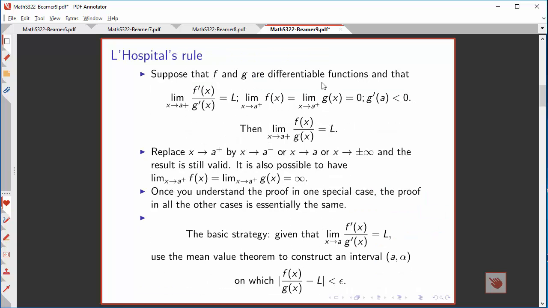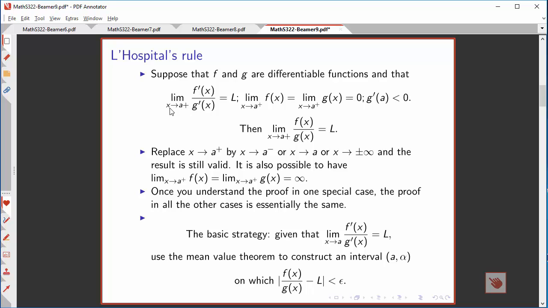Next topic, L'Hopital's rule. Now, there are many cases of L'Hopital's rule. The way most students remember this is anytime you have a quotient of functions which is 0 over 0 or infinity over infinity, just keep differentiating numerator and denominator till you get something that makes sense, and that's the correct answer. It turns out that most of these different cases require subtly different proofs, so we're going to stick with just one case and prove it.